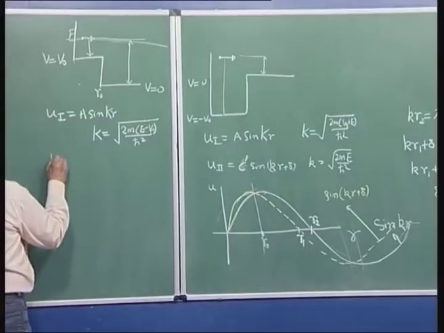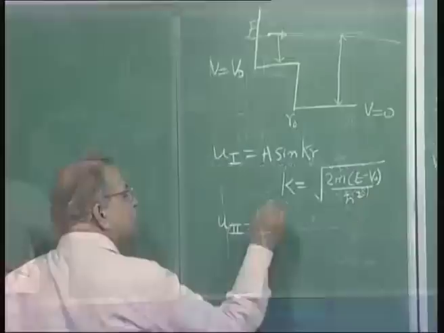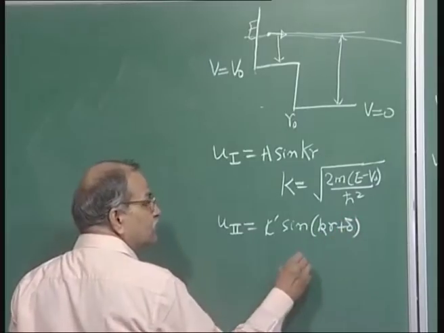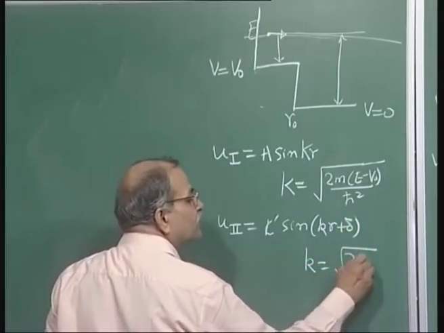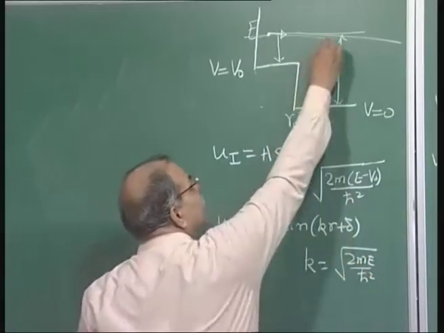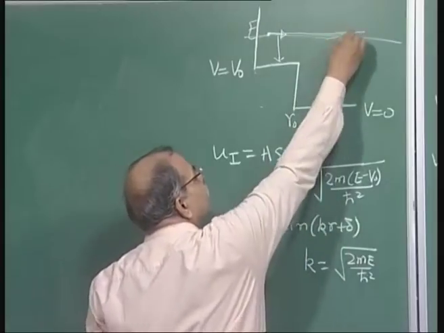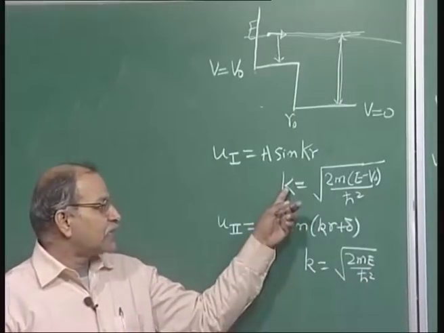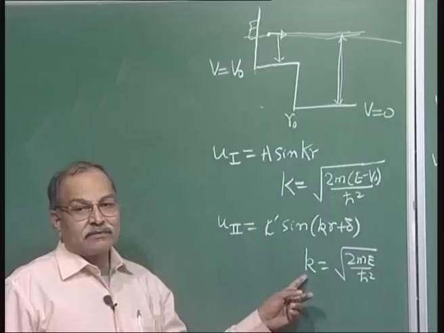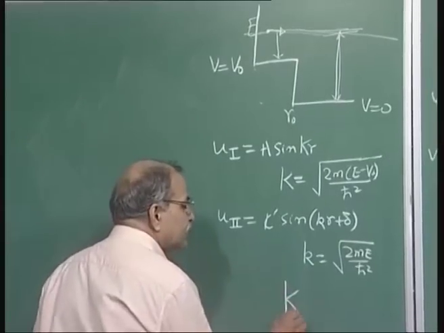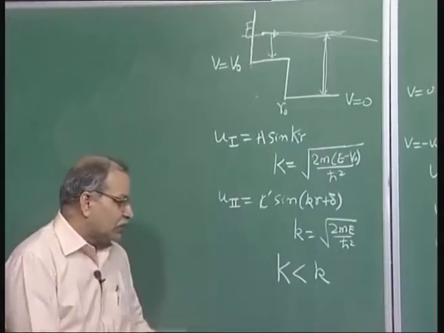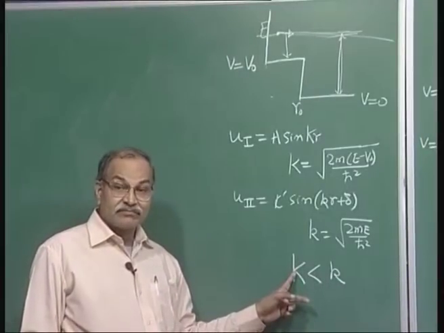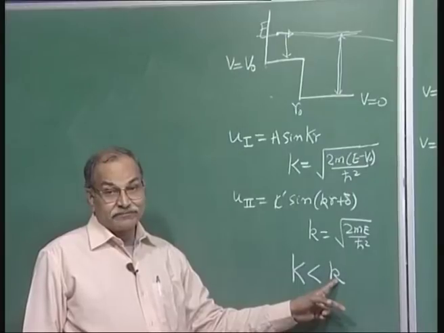And that second part you can write as U 2 equal to some other constant times sin(small k r plus delta), where small k is square root of 2mE over h cross square. So, when you are here, it is this difference. So, this is 0 and this is E. Similar situation, but now this capital K is smaller than small k, and therefore the period in this first region is larger than the period in the second region.